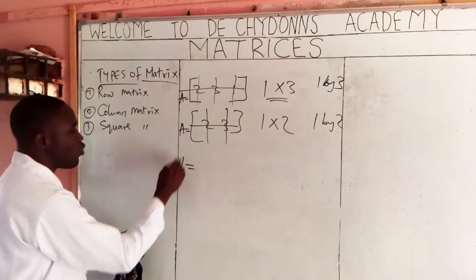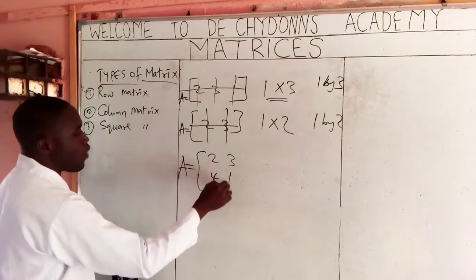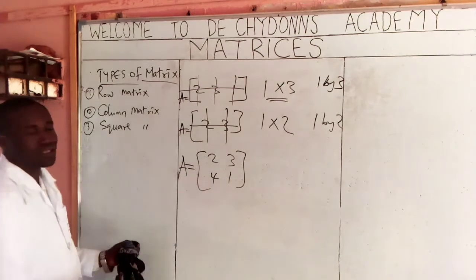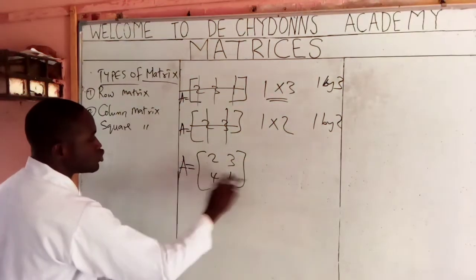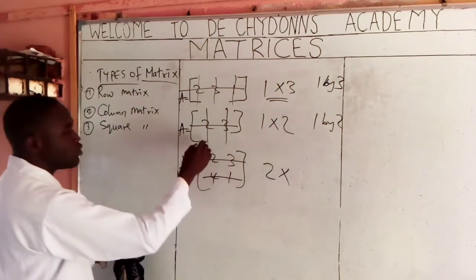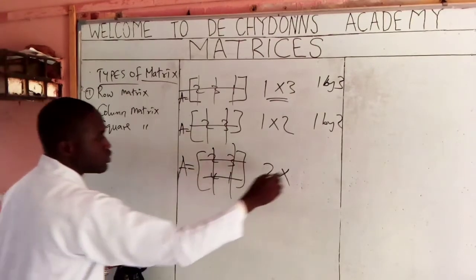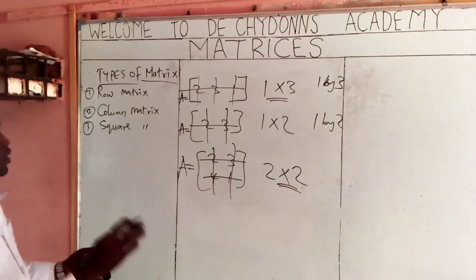I repeat, square matrix is a matrix with an equal number of rows and columns. We've been able to know what is row and column. Now, 2, 3, 4, 1. This is an example of square matrix. Why? Because the number of rows is 1, 2. So 2. The number of columns is 1, 2. So 2. So they have an equal number of rows and columns.